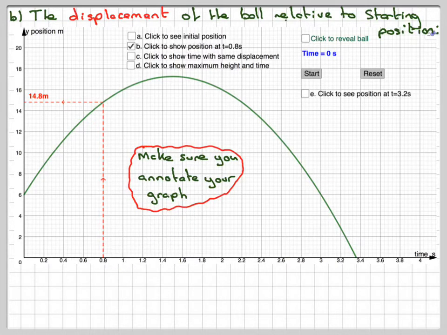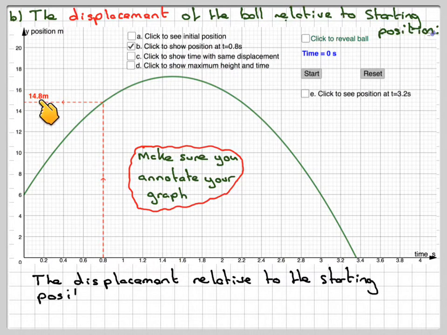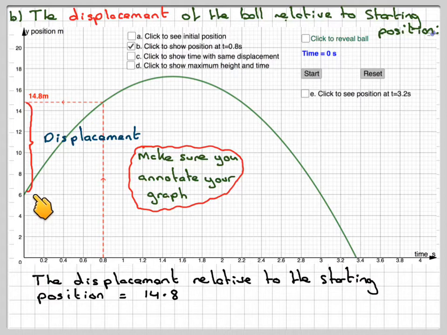So obviously then, now we want to find the displacement. Now the displacement isn't 14.8, because it says the displacement relative to the starting position, so it's going to be 14.8 minus 6. This distance here is the displacement. It's positive because it's going upwards, so we have to take away 6 and we get 8.8. Okay, again making sure we've annotated our graph.